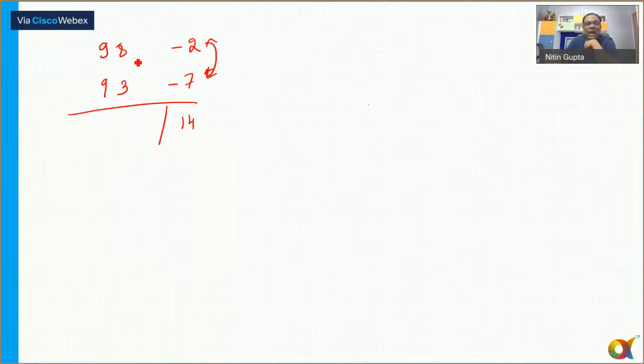Okay, plus 14. Now add alternate number. 98 minus 7. 98 minus 7 is nothing but that is 91. So the answer is nothing but it is 9114.